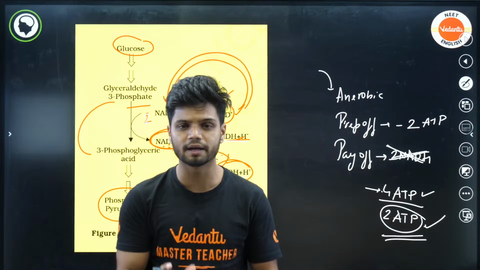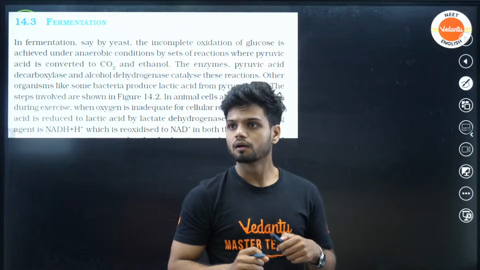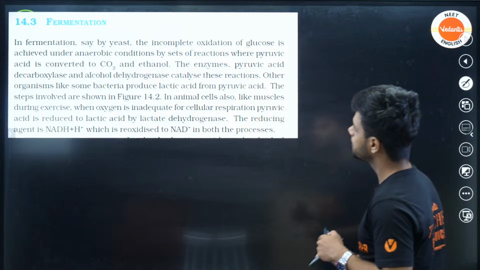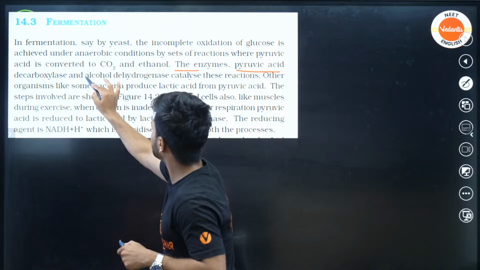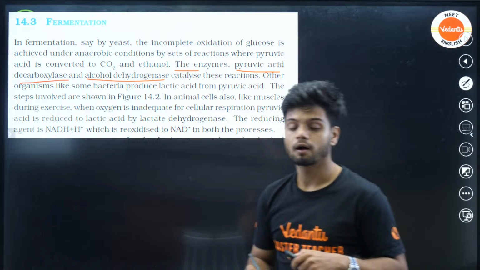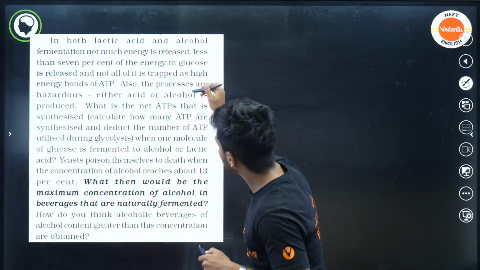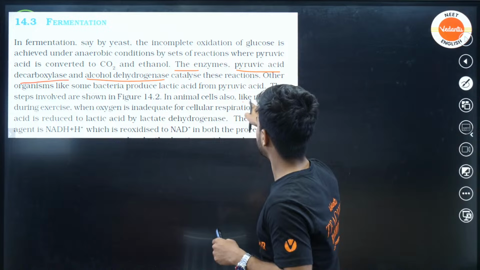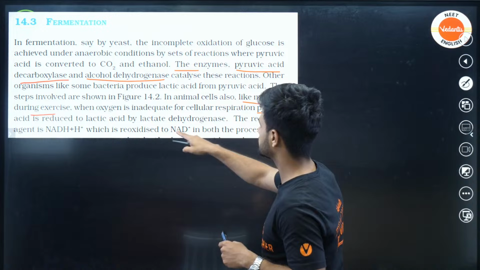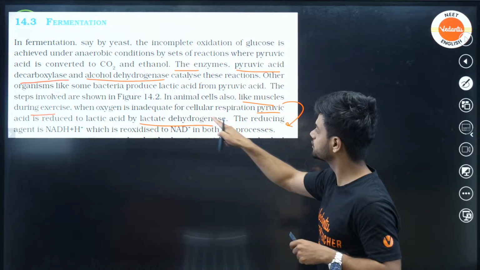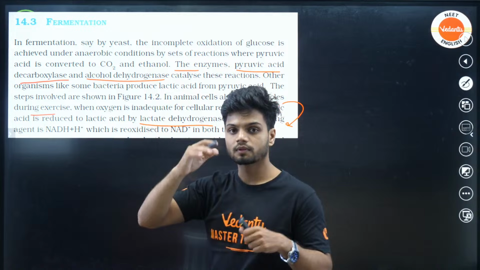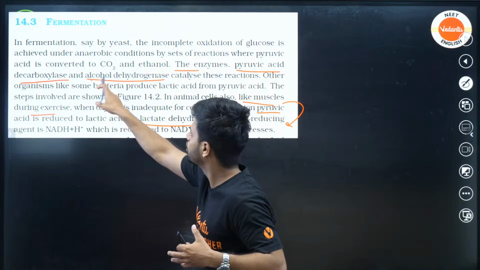Okay? Now, if you look at your NCERT, the enzymes pyruvic acid decarboxylase and alcohol dehydrogenase are involved in the case of alcoholic fermentation. And in muscle cells, in the case of lactic acid, the enzyme is lactate dehydrogenase. But in the case of fermentation, it is pyruvate decarboxylase as well as alcohol dehydrogenase, the two enzymes which can be asked as a PYQ.